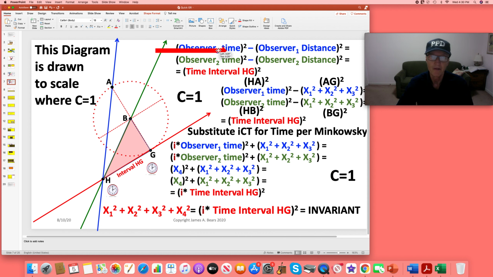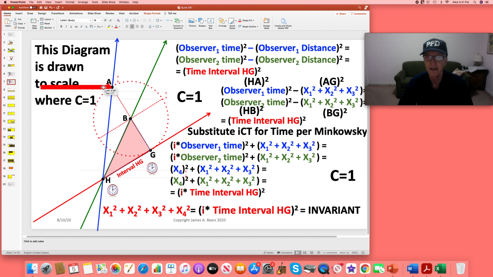So what's this? Observer time squared. What's the observer time? Time 1. So that would be, I have it right in here, the observer time 1 squared, and that's HA. So let's look at what HA is. HA is the time recorded, because this is the blue observer, the observer 1. He's traveling along the blue momentum line, and he goes from H to A.